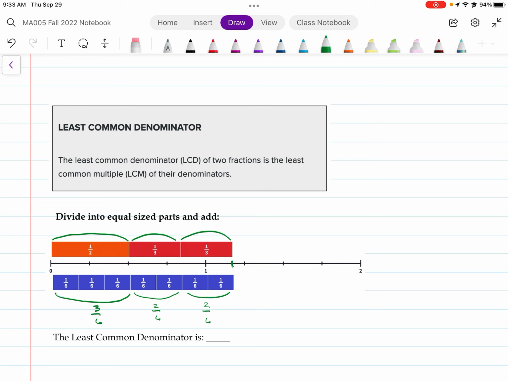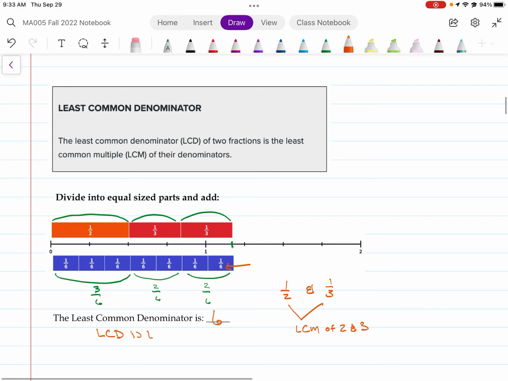What is the least common denominator of 1/2 and 1/3? What is the least common denominator? And that is that 6 right there. It is 6. That is the least common denominator of 1/2 and 1/3, or the least common multiple of 2 and 3. Okay? The least common multiple of 2 and 3. So least common denominator is just the least common multiple of the denominators. Okay? That's what LCD is. LCD is the least common multiple of the denominators. So make sure you're clear on that.